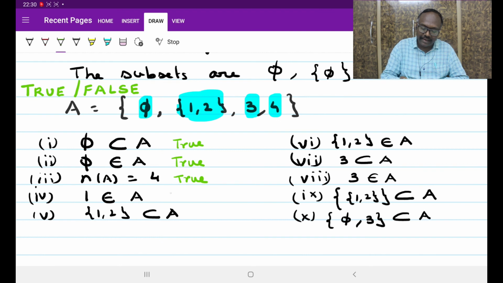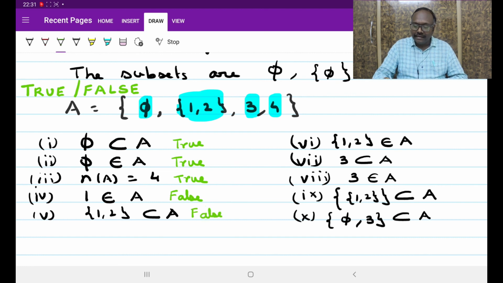Therefore 1 belongs to A is false, because there is no member with 1 as an element in set A. So 1 is not a member of set A. So we write 1 is not a member of set A. So 1 belongs to A is false. Then set containing 1, 2 is a subset of A, and here we could clearly see that 1, 2 in braces is a member of A but not a subset of A. So it is false.